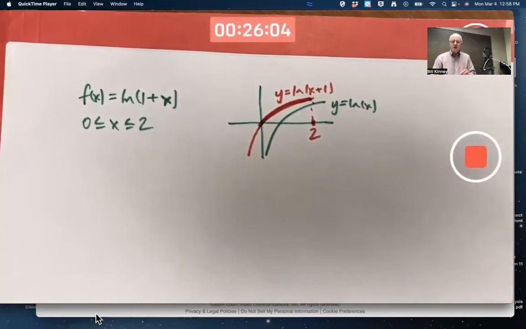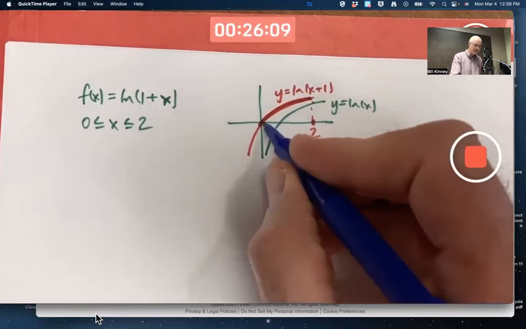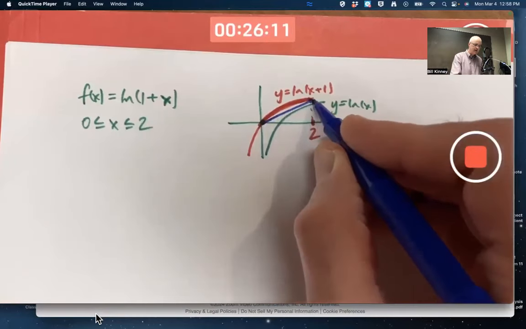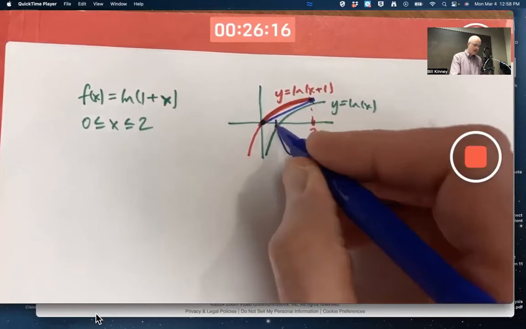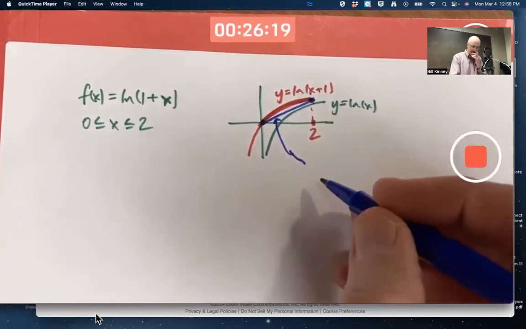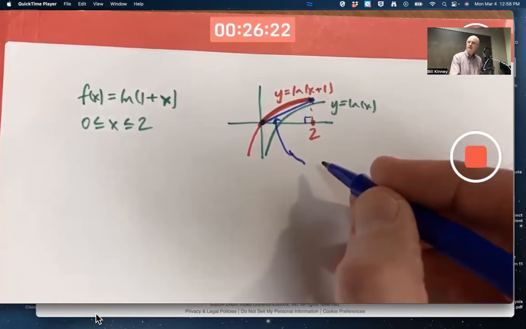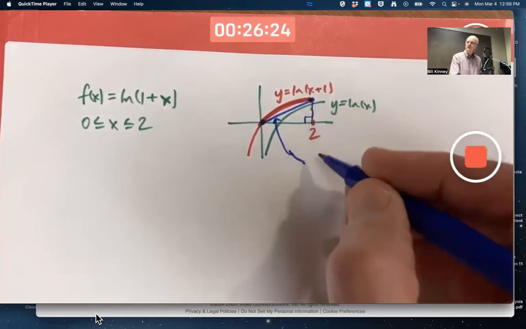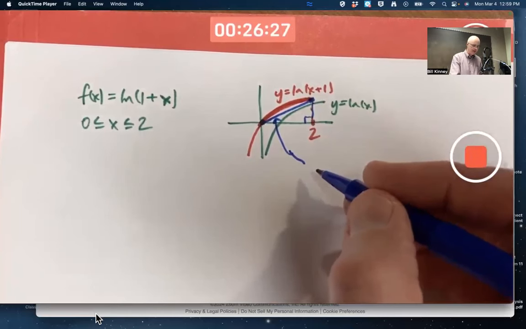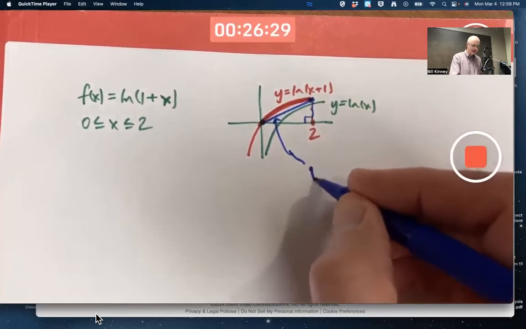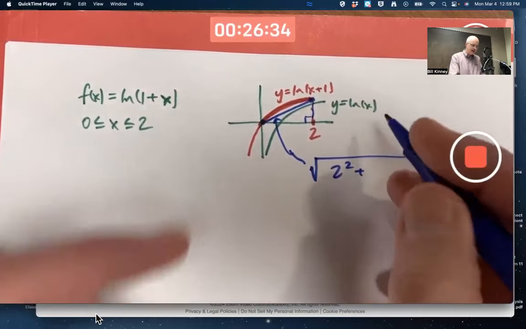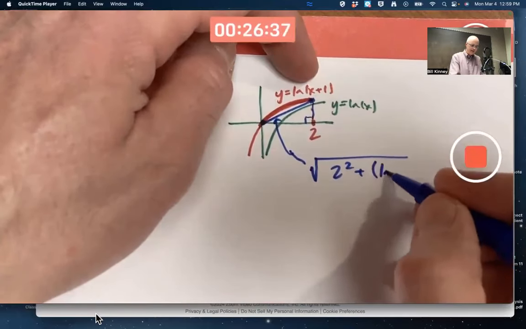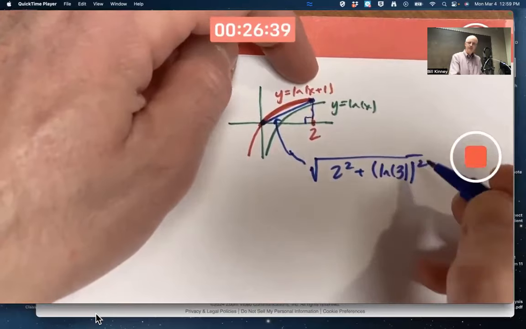This is something I'm about to show you that you should be able to do on the exam. You should be able to estimate that length using the length of a secant line, if I asked you to. Where does that length come from? The Pythagorean theorem. There's a right triangle in here. We could use the distance formula or the Pythagorean theorem to figure out the length of that line segment to be square root of 2 squared plus, if you plug in x equals 2 right there, you get ln of 3, ln of 3 squared.